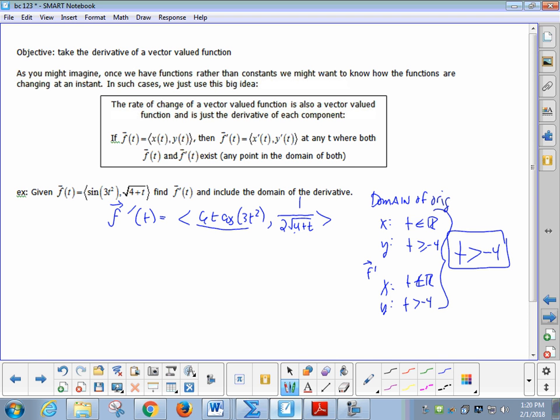I need the -4 again. The original -4 came from the root. I can't have a negative in the root, so it had to be greater than or equal to -4. Okay. But it could equal because square root of 0 in the numerator is all right. We disregarded the equal to here because it ended up in the denominator of the derivative. Okay?